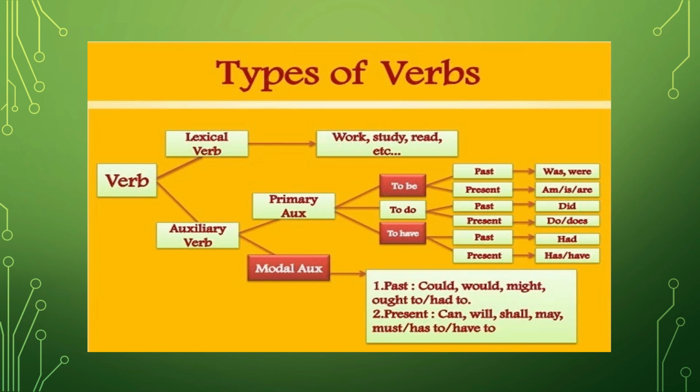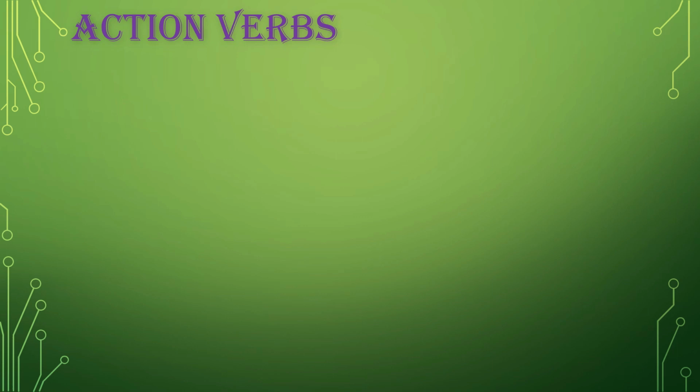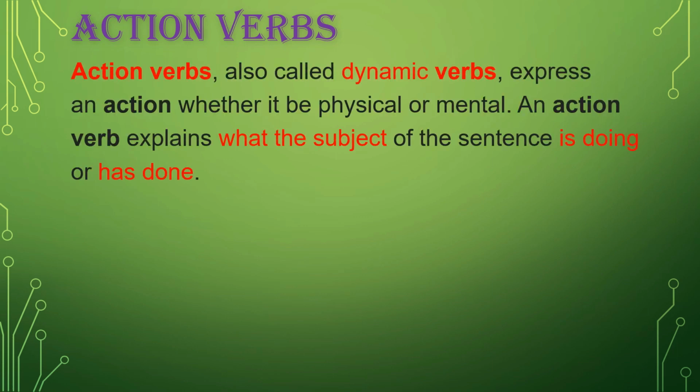Okay. First, action verbs. What are the action words? Now we'll see that. Action verbs, also called dynamic verbs, the main verbs, express an action whether it be physical or mental. An action verb explains what the subject of the sentence is doing or has done.